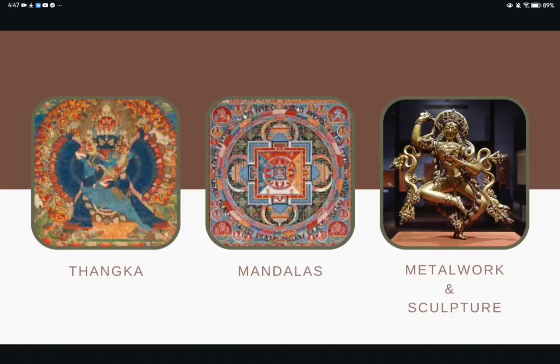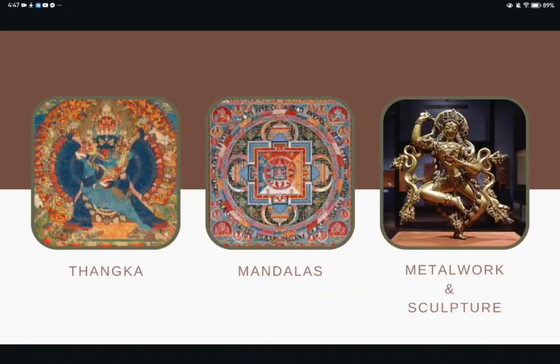The second one is the mandalas. Intricate geometric patterns known as mandalas serve as tools for meditation. These circular designs, often featuring a central deity, symbolize the universe and the interdependence of all phenomena.